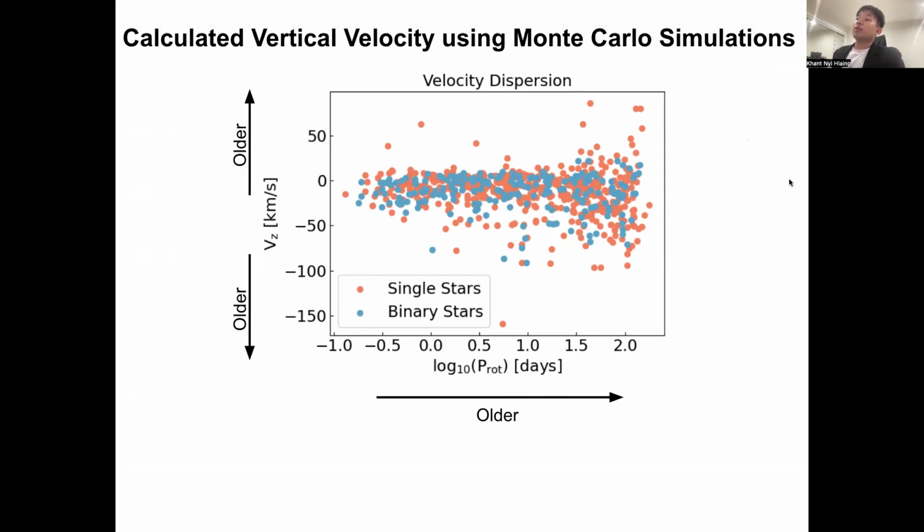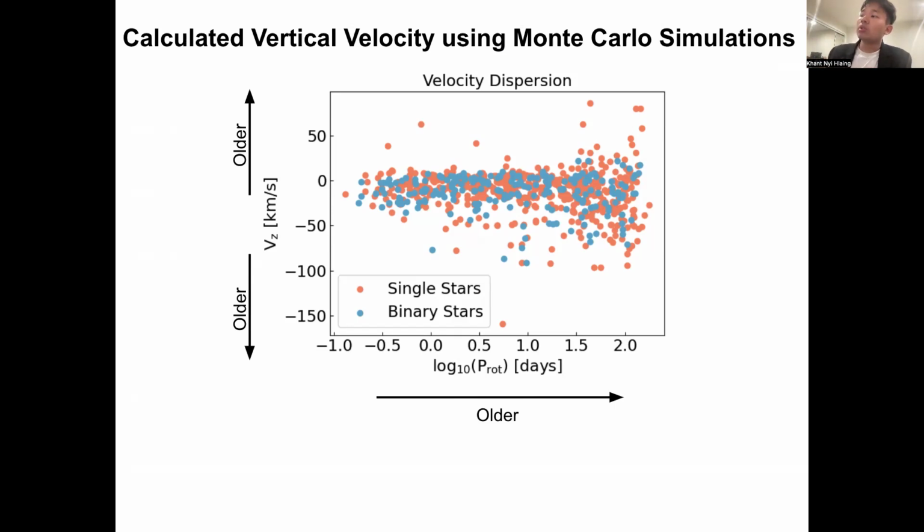And as you can see from the plot, we have vertical velocity on the y-axis, and on the x-axis, we have rotation periods in log scale. So the idea behind vertical velocity is that as stars get older, instead of the stars moving along their orbit, they start to oscillate and bounce from the original galactic disk. So basically, it means that the more dispersed they are, the older the stars are.